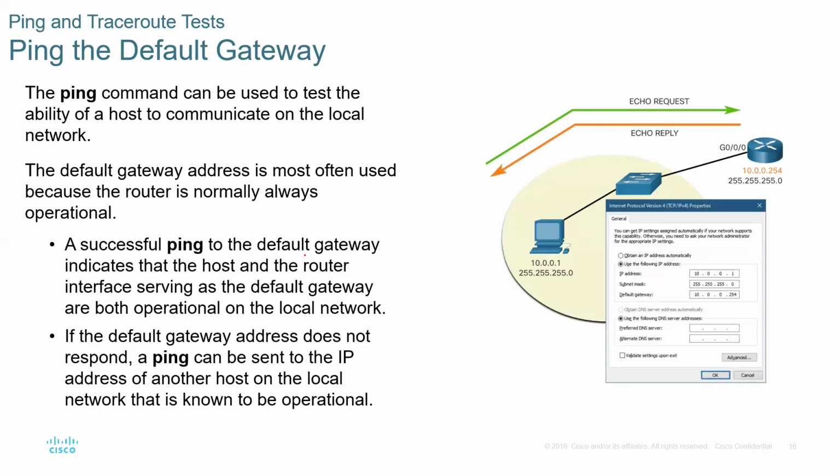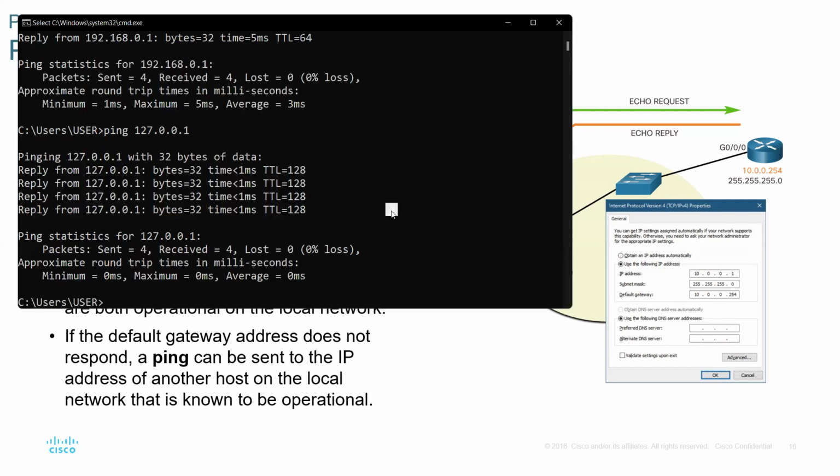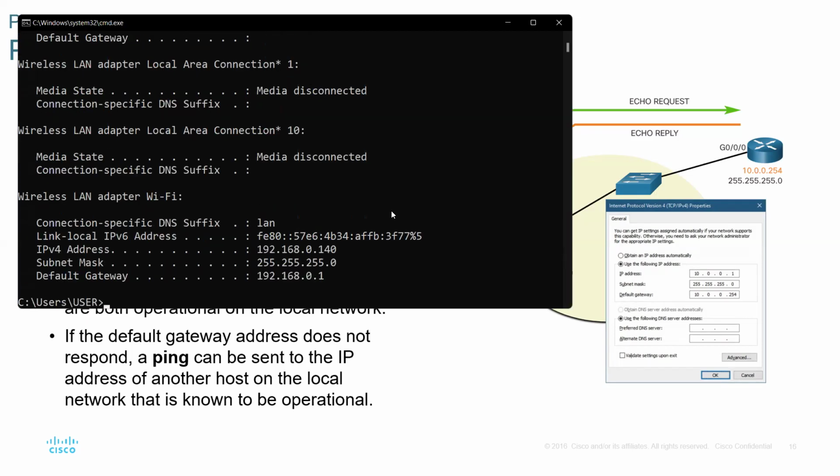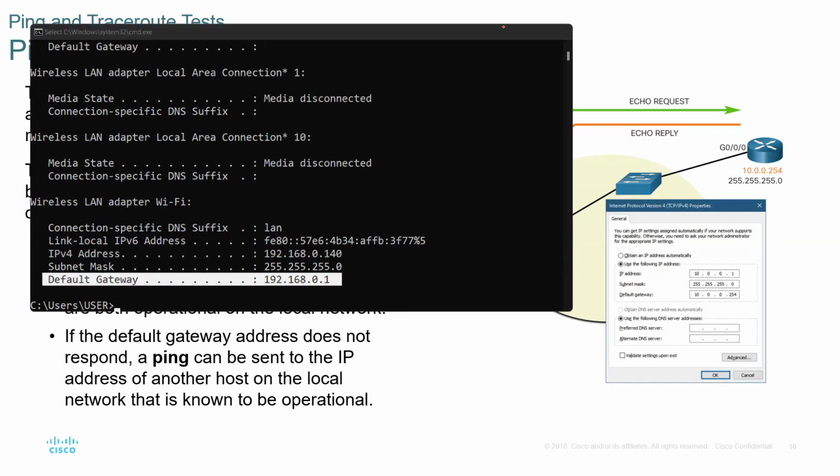If you want to ping your default gateway, you have to know the default gateway. The default gateway in this case, if I do ipconfig, is the IP address that takes you out of your local network. So you see, in my own case, this is my default gateway. It's usually the IP address of your router.